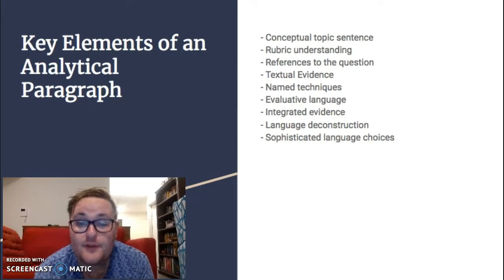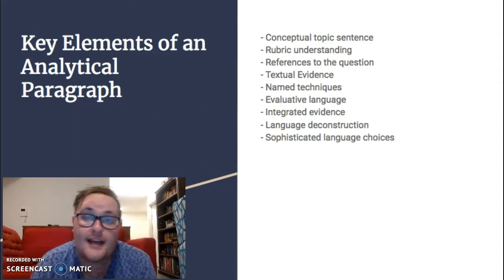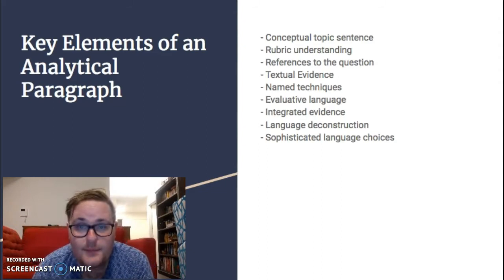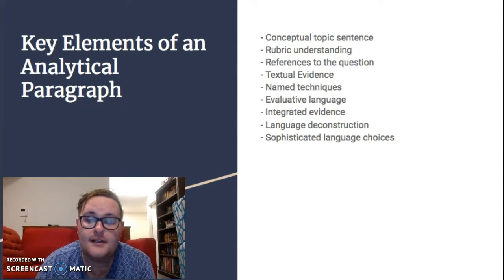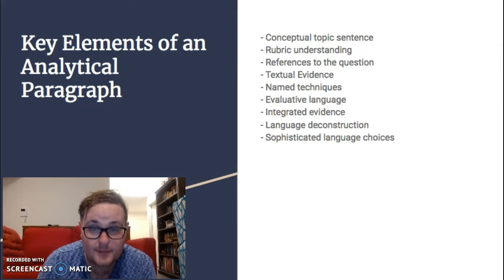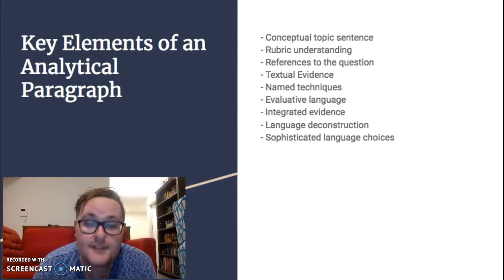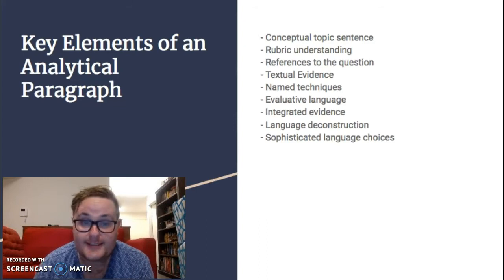I'm going to go through some of those, but as a simple guide, these are the things that you are expected to have as part of your analysis. If you have them, it means you are constructing a paragraph with at least some level of skill. And the more you practice them and the more you use feedback to improve them means that the level of skill that you're presenting should increase.